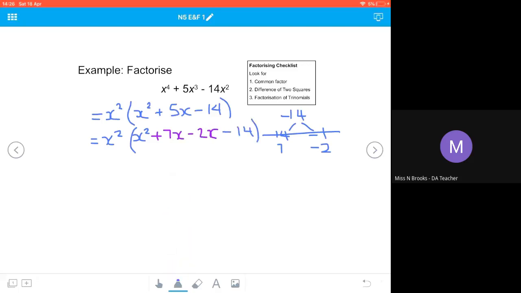So keep that x squared common factor, and to work out what our brackets are, we're going to factorize the x squared plus 7x, and we're going to factorize the negative 2x take away 14. So the highest common factor of x squared plus 7x is x, and we get x plus 7 inside our bracket, and the highest common factor of negative 2x take away 14 is negative 2, to give us our x plus 7 as our common bracket.